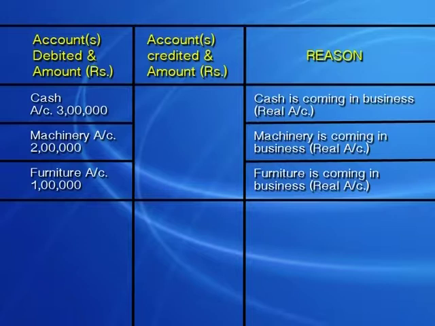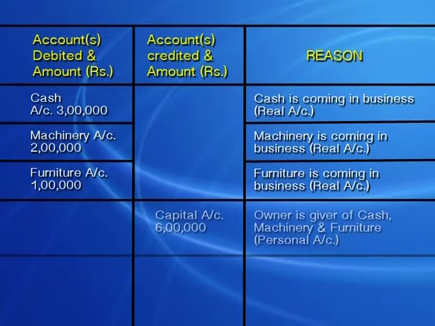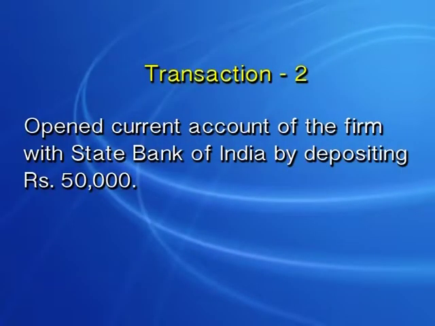So, all these 3 accounts are to be debited for respective values of 3 lakh rupees, 2 lakh rupees and 1 lakh rupees. Whereas, this 6 lakh rupees represent contribution of owner, that is capital of rupees 6 lakh in business. So, capital account is credited because owner is giver of cash, machinery and furniture, all totaling to 6 lakh rupees. Let us say the firm opened current account with State Bank of India by depositing rupees 50,000.